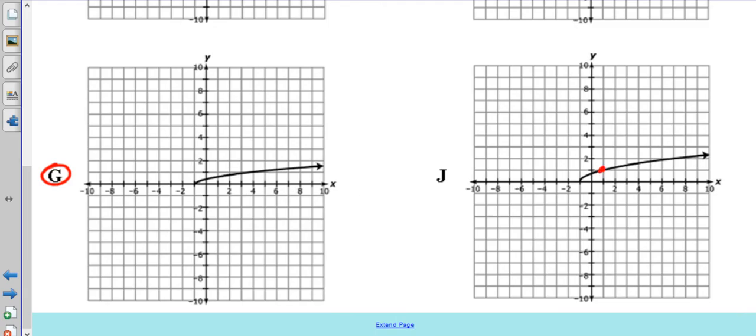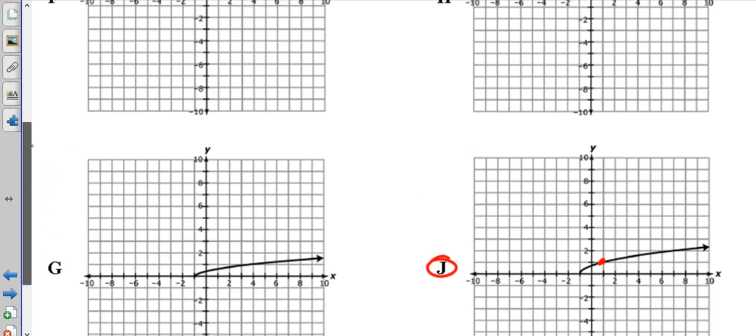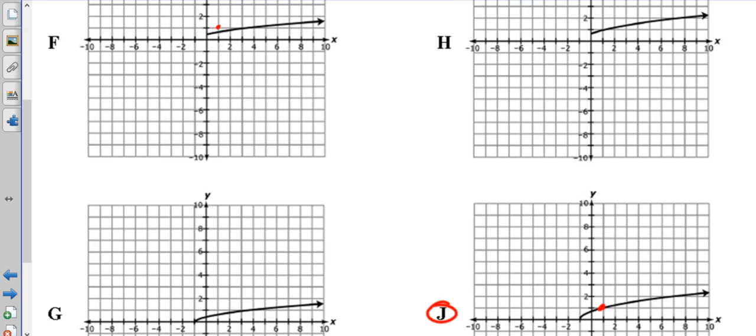Oh, I'm sorry, I circled the wrong one. J is the correct answer. G's out, because it hits 1, 1 there. All these other graphs do not hit that point 1, 1. So I'll just do a little x and y table here. We know we should have 1, 1. This one does hit it. This one doesn't.